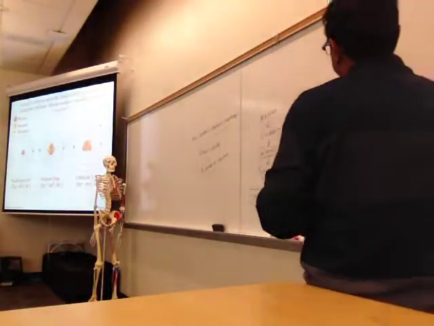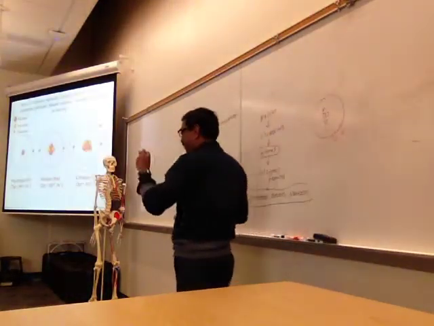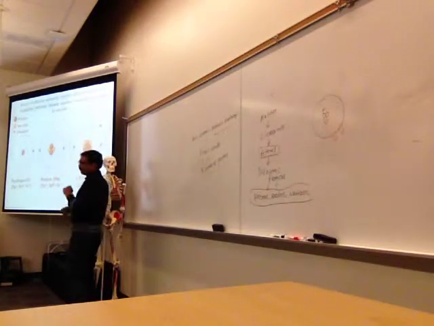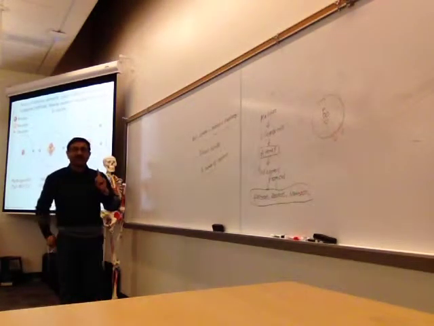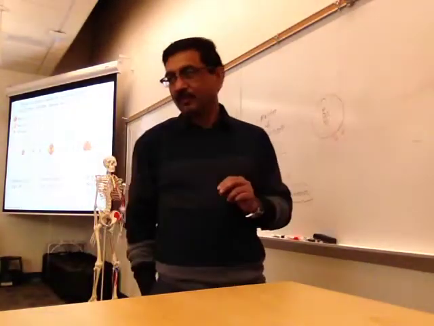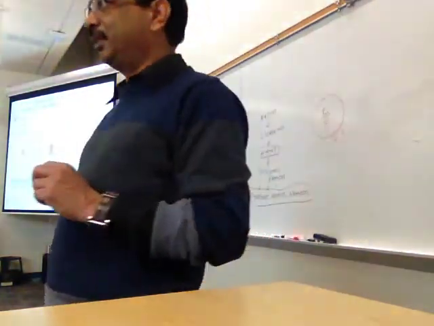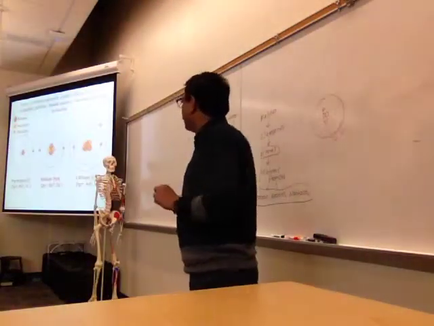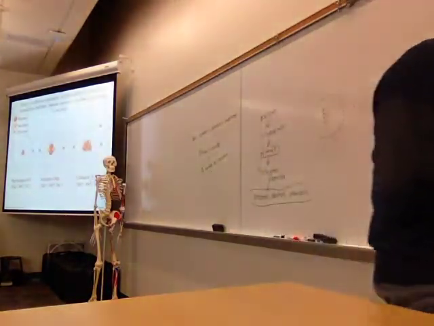All the atoms have protons, neutrons, electrons. The only exception is hydrogen. Hydrogen atom doesn't have any neutron. This is the only exception, so you need to remember that. Hydrogen atom doesn't have any neutron, only proton and electron.